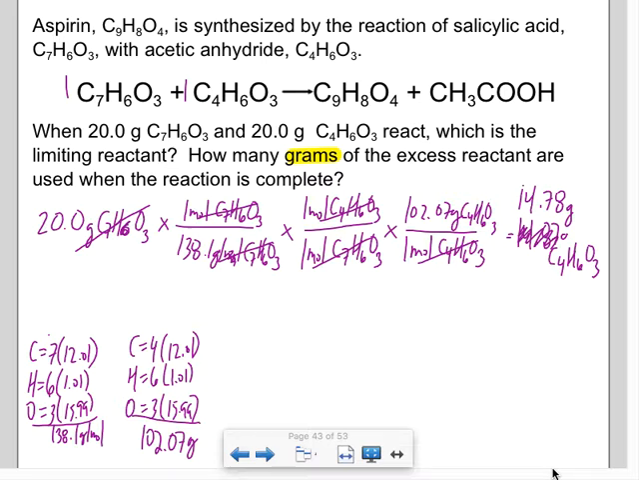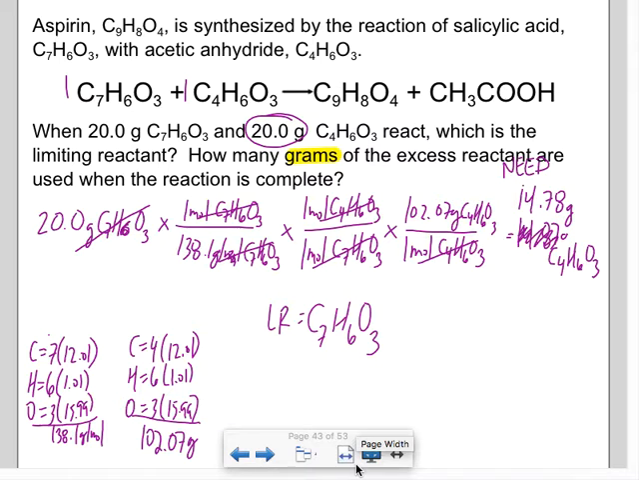Now it's asking what's the excess. Well, I'll compare. This is what I need, and this is what I was given. I was given more, so C4H6O3 is my excess. Because the question really is asking which is the limiting reactant, my limiting reactant is actually C7H6O3.